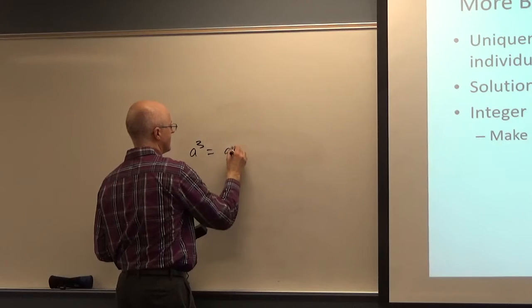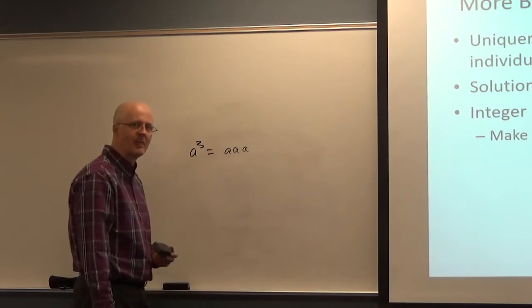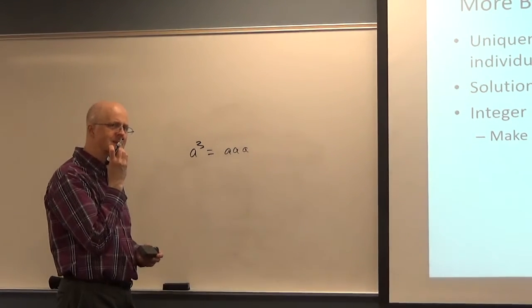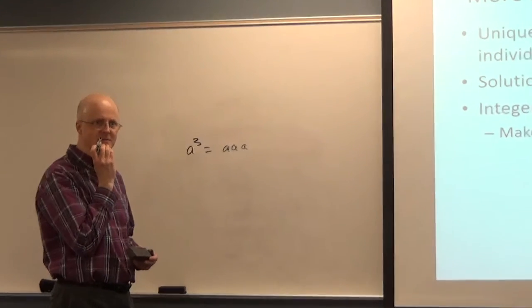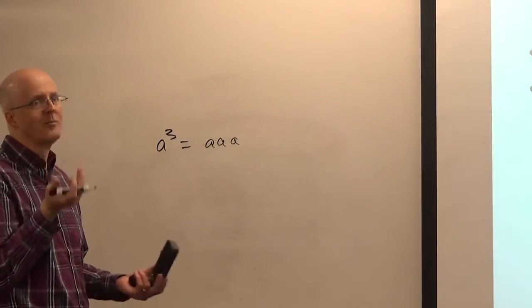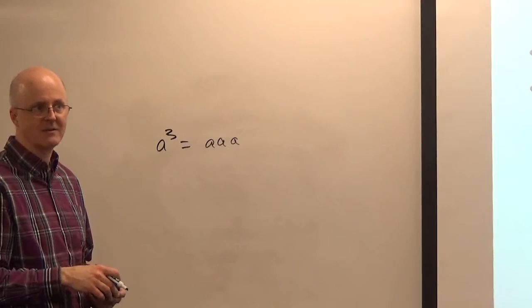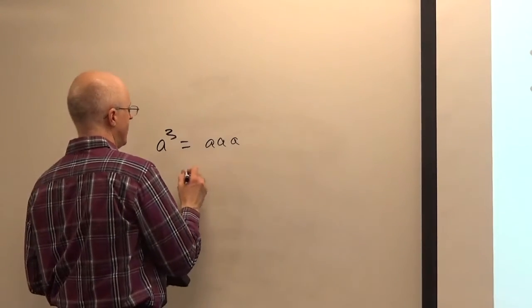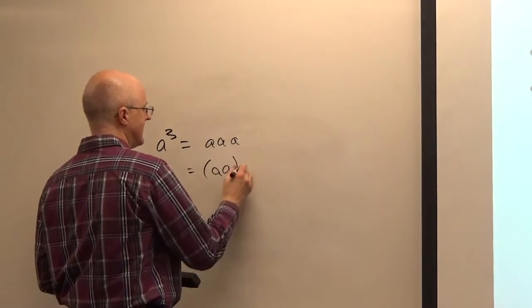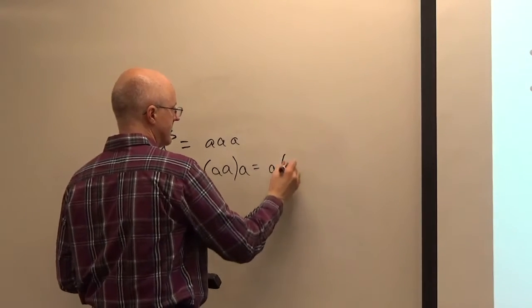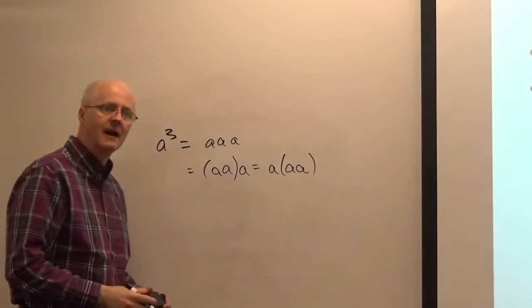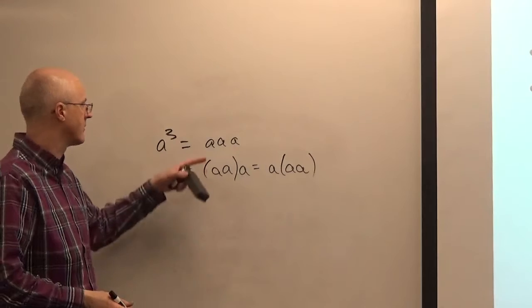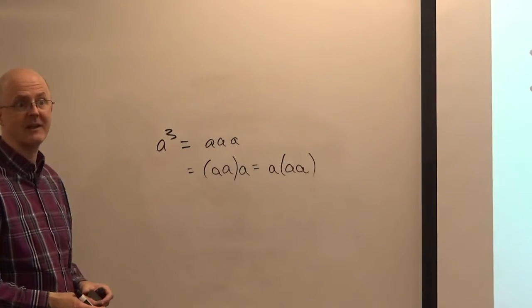But wait a minute. Which product should you do first? Well, because of the associative law, it doesn't matter. This equals this, and it equals this. And these are the same because of the associative law. Therefore, we can unambiguously define that.